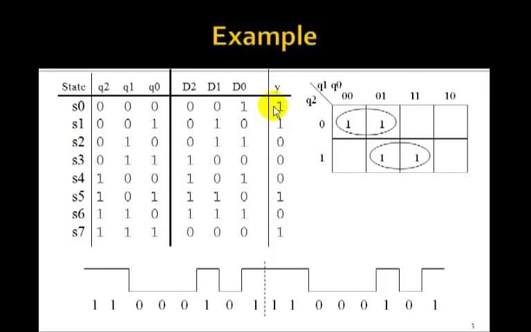Of course, to get the logic equations for Y, you just draw a Karnaugh map with the inputs Q2, Q1, Q0. In this case, there are these 4 minterms. We draw the 2 circles. We see that Y is not Q2 and not Q1, or Q2 and Q0. So that's the idea.